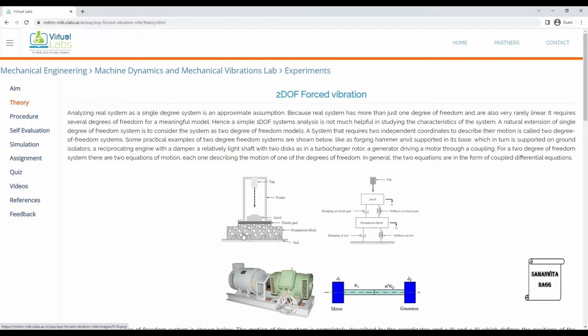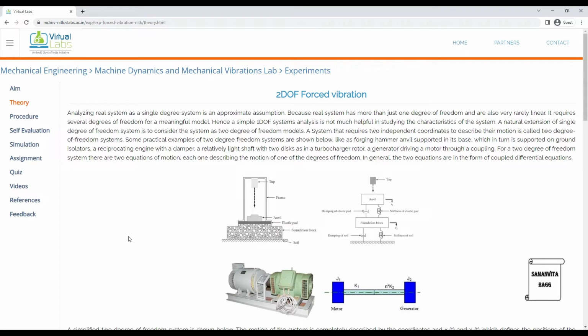So you can see these are actually acting as dampers, such that you are not allowing a lot of vibration to pass to the other objects around it. These are also called isolators, which means that you are not allowing vibration to pass. There is some isolation created. So we are studying the forging hammer anvil supported on its base, which in turn is supported on ground isolators.